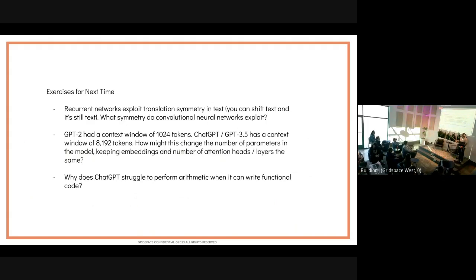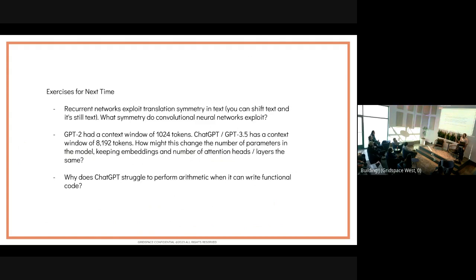All right. Exercises for next time. First one. We talked about how recurrent networks exploit translation symmetry in text, the idea being you can shift text and it's still text and probably could use the same model. What symmetry do convolutional neural networks exploit? That's the first question. Second question, GPT-2 had a context window of 1,024 tokens.